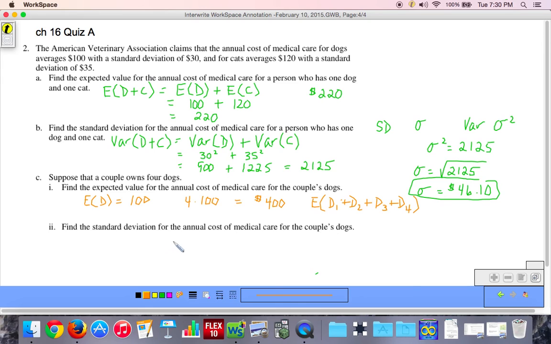So again, we're going to find the standard deviation for the annual cost of medical care for the couple's dogs. And we learned earlier that standard deviation doesn't add, but variance does. To find the variance of having a dog, we know it's 30 squared, or 900. Therefore, the variance of having 4 dogs would be 4 times 900, or 3,600. Again, that's our sigma squared, 3,600. Therefore, sigma, or the standard deviation, is the square root of 3,600, which would be $60. So the standard deviation for the annual cost of medical care for 4 dogs would be $60.